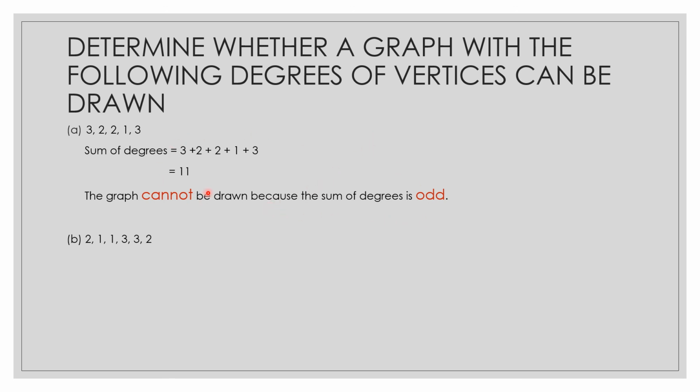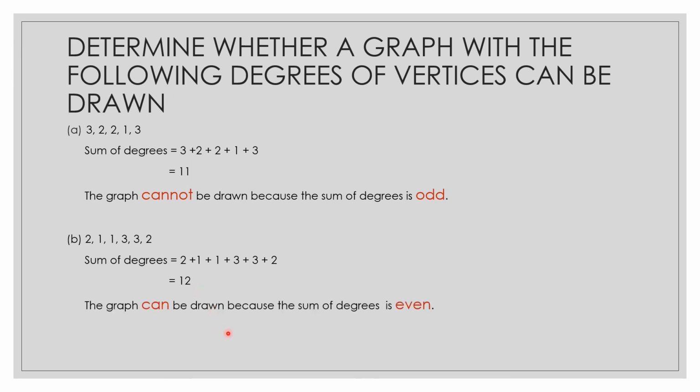So when you find that the sum of degree is odd, there is no graph because the graph cannot be drawn. And for this one, example B, when you sum all the degrees it is 12, an even number, so the graph can be drawn because the sum of degree is even.